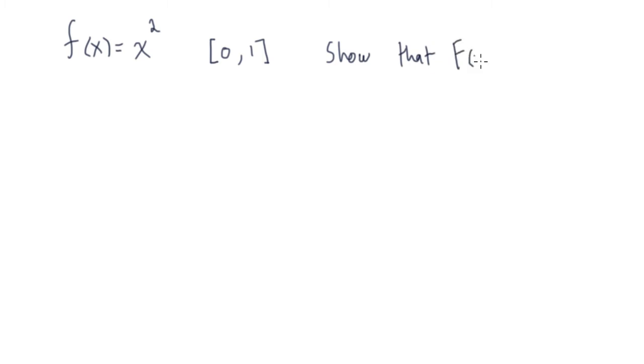Okay, so let's look at the function x squared. This function is easy enough to digest. And what I want to do is think about this function on the interval from 0 to 1. And I want to show that this crazy function defined as a definite integral, where the upper limit of integration is actually the variable, is an antiderivative.